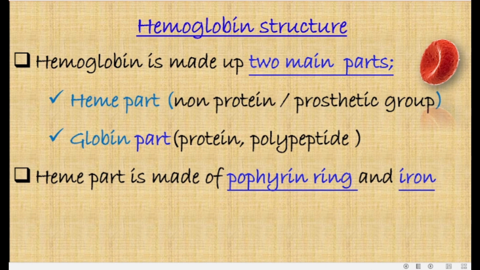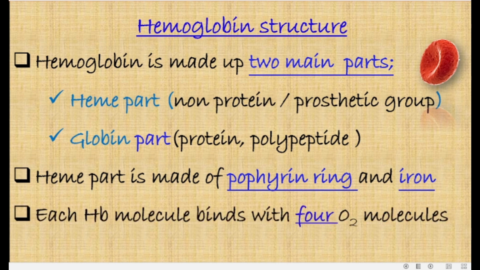A mature RBC will have heme, and this heme is made up of 2 parts. One of the parts is a porphyrin ring, and inside the porphyrin ring there is iron, and this iron exists in the ferrous state. Now, a complete hemoglobin will bind to 4 oxygen molecules. Why do I say this? A complete hemoglobin will have 4 parts of heme, and each part of heme has iron, and it is this iron that will bind to oxygen.